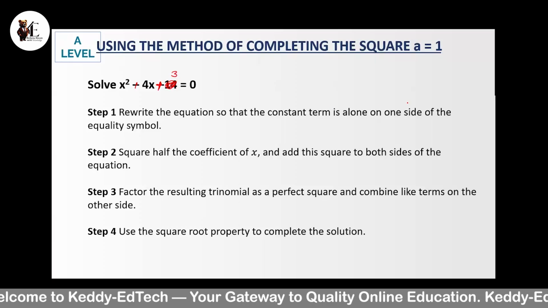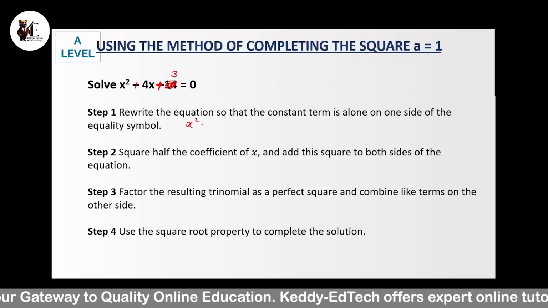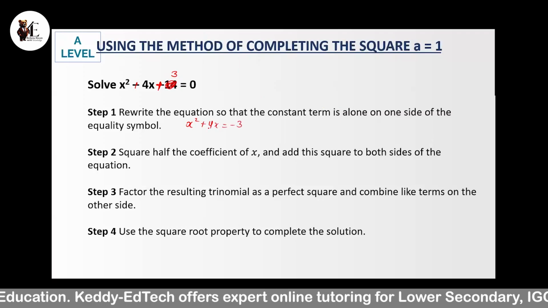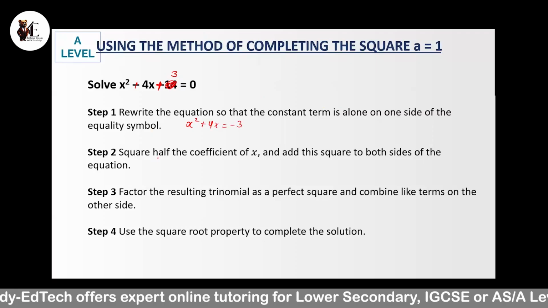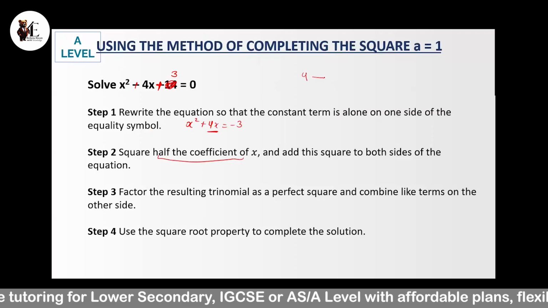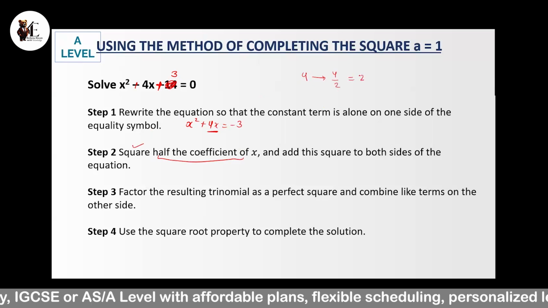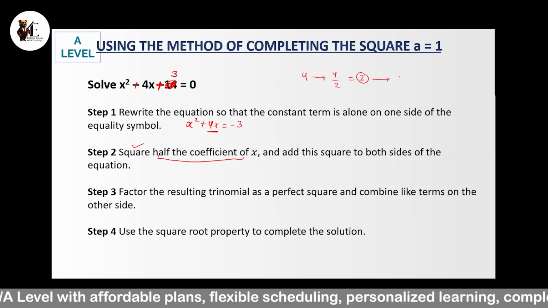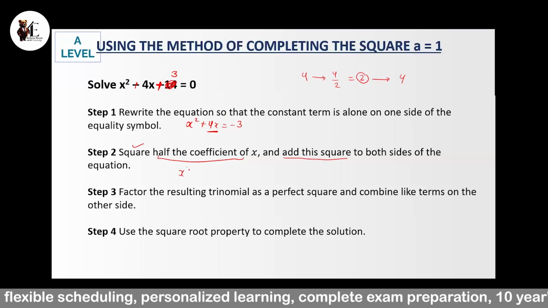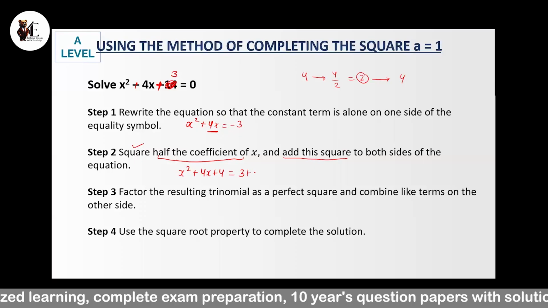So the first step is that you have to write the constant term on the other side. So transposing the constant term, this will become negative 3. Then the next step is to take half the coefficient of x. Here the coefficient of x is 4. For half, you divide it by 2. That will become 2. Then you have to square it. So the square of 2 is 4, and we add this square on both sides. So x square plus 4x plus 4 is equal to 3 plus 4.